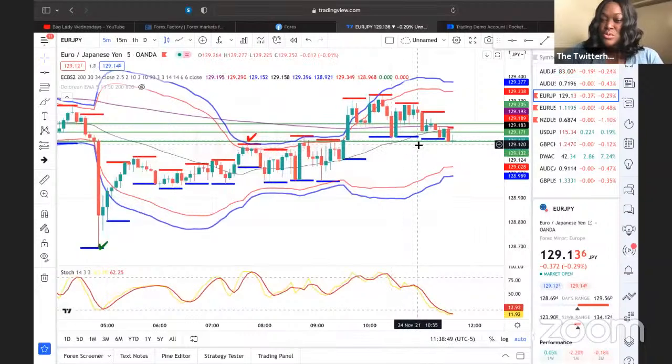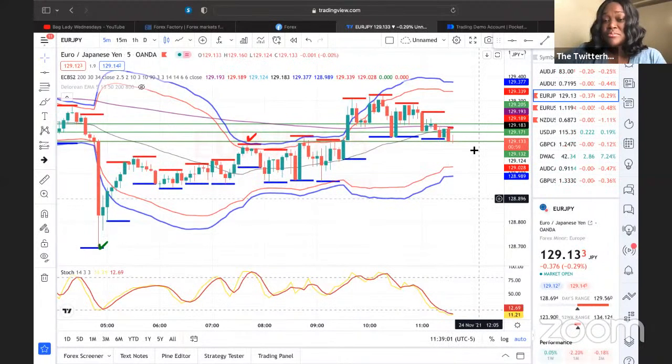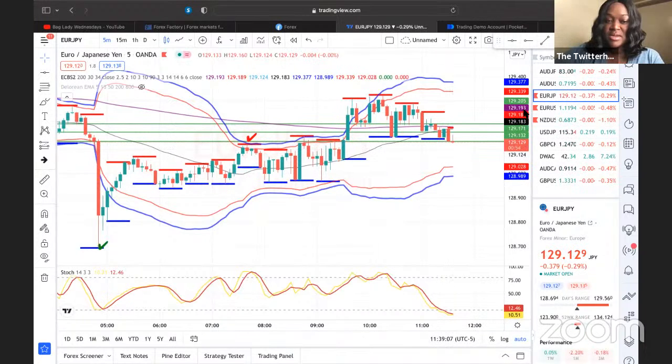So I know I said 205, but we see that this EMA is running through right here, and that's 183. So some people may jump in at 183. There's also the purple EMA, which is the super trend, signifying the downtrend, and that's at 193. So it's really this zone from 183 to 205, anywhere around there may be the area.